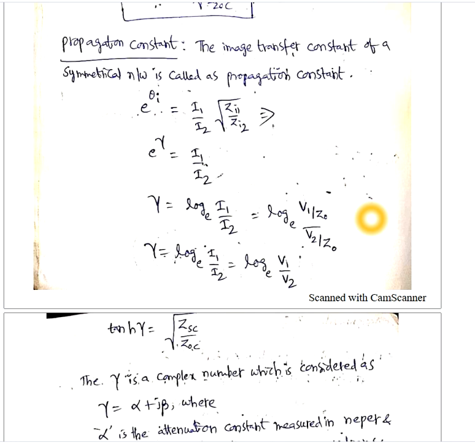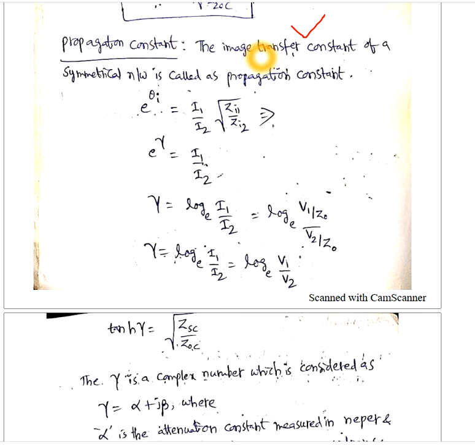Okay, now we will see what is meant by propagation constant and how to get attenuation constant as well as phase constants from the propagation constant. Right, so first we will define what it is and then we will derive it. Okay, fine. So the propagation constant comes from image transfer constant, which is the basic for getting propagation constant.